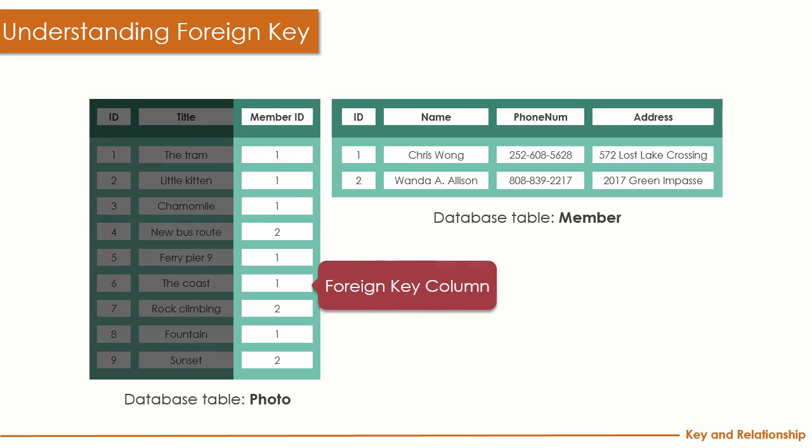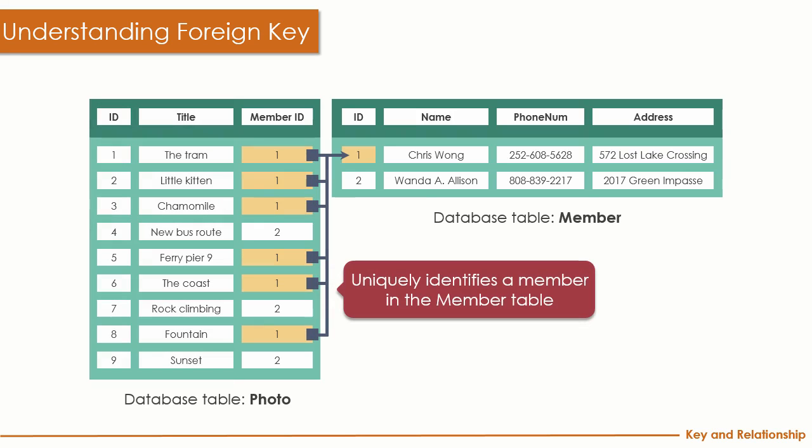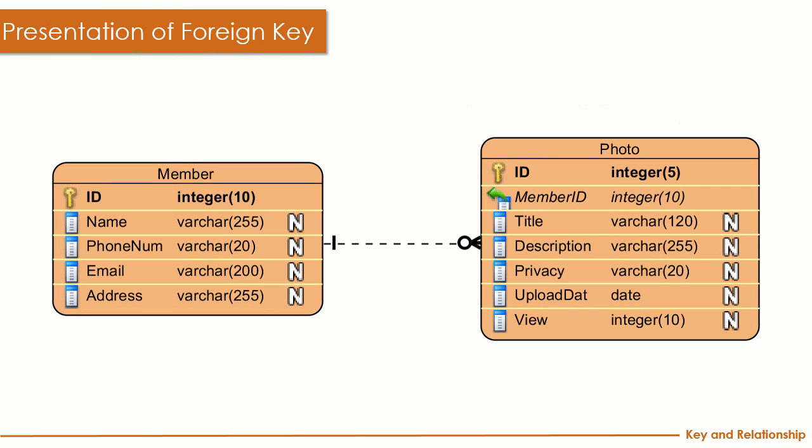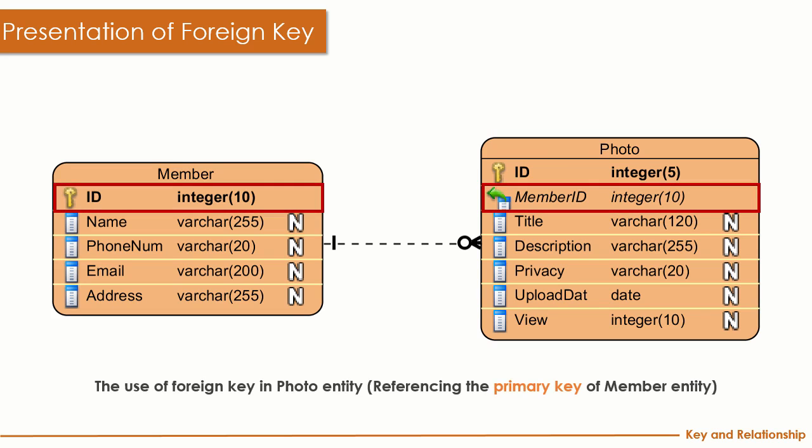Then we will introduce a foreign key column called member ID to link, or to uniquely identify, the member in the member table. This is the look of the foreign key you see when you're using Visual Paradigm. The foreign key is used to uniquely identify the value in another table.